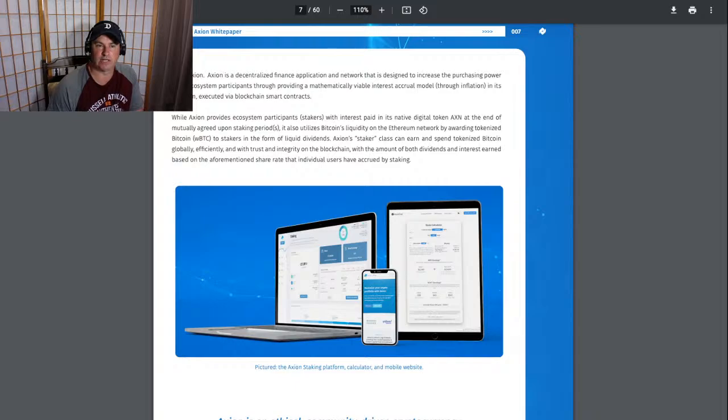It also utilizes Bitcoin's liquidity on the Ethereum network by awarding tokenized Bitcoin, which is wrapped Bitcoin, to stakers in the form of liquid dividends. Bitcoin has its own network, but the wrapped Bitcoin that you get with Axion dividends is on the Ethereum network, and it's backed 1 for 1. So it's pretty cool. 1 Bitcoin for 1 wrapped Bitcoin, so you can swap between the two. And they're liquid too if you enter the auction. And if you're a staker, they're liquid as well. You can withdraw them at any time.